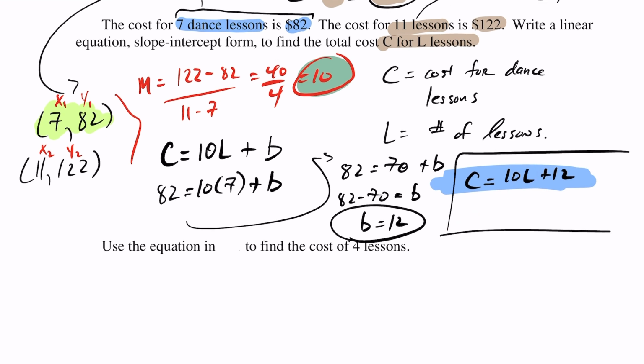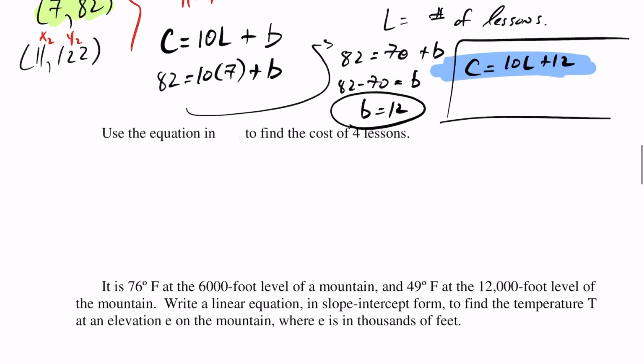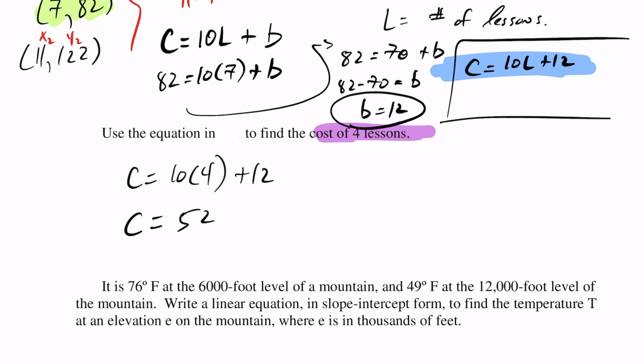So using that equation, we can now answer the next question. They're asking, how much is it going to cost for 4 lessons? Well, for 4 lessons, you're going to pay $10 per lesson plus a base fee of $12, and that's going to be a $52 charge for these 4 lessons.